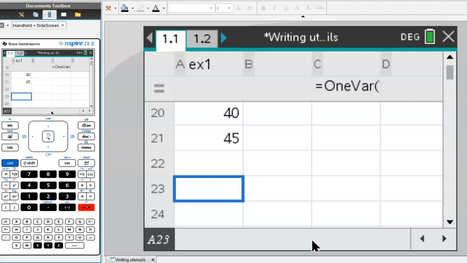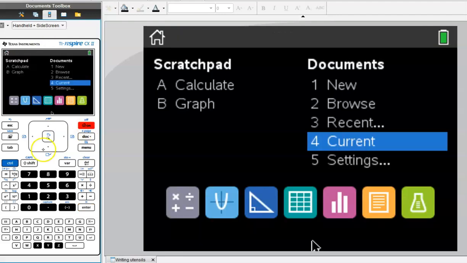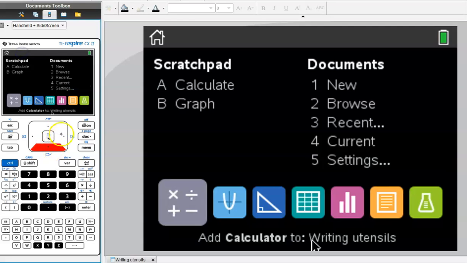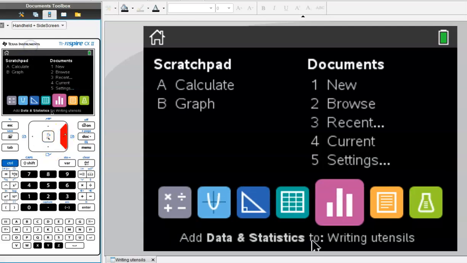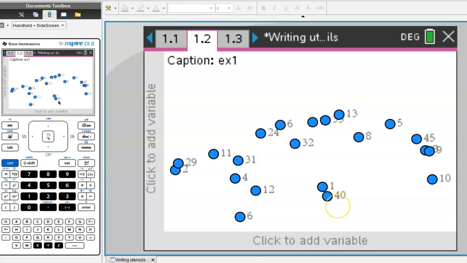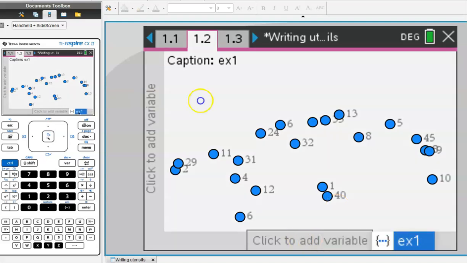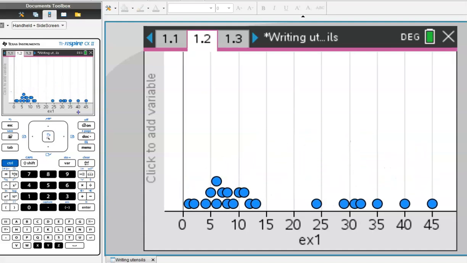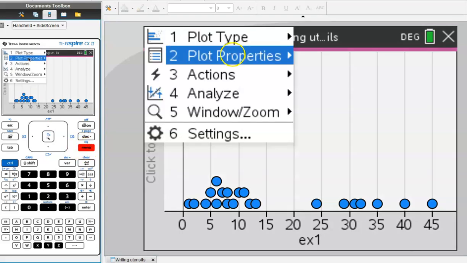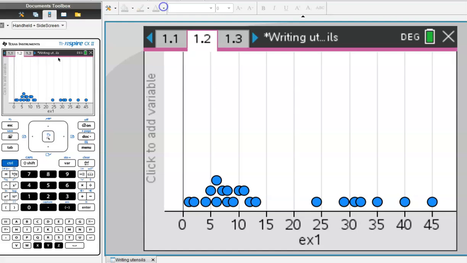So when we graph a box plot, I'm going to start from scratch just so we can see how it looks again from scratch. We go to our home screen. Since we're graphing another graph, we press data and statistics. We click to add variable on the bottom. We select whatever variable we named it. So it gives us our dot plot again, but then we change the plot type just like we do for histograms. So menu, plot type, box plot.